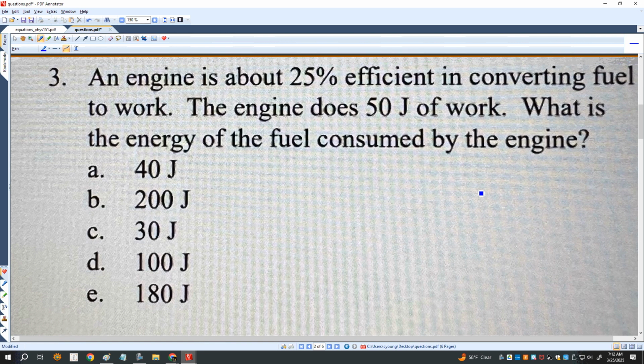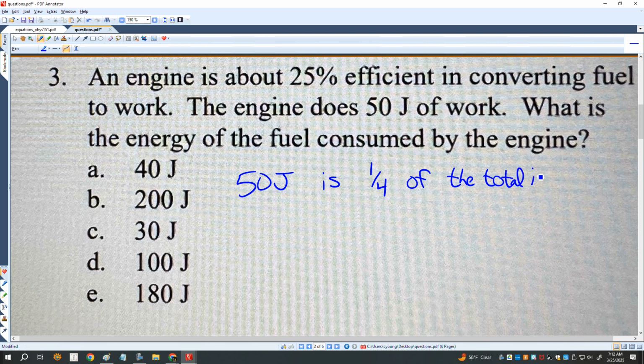An engine is 25% efficient in converting fuel to work. The engine does 50 joules of work. What is the energy of the fuel consumed by the engine? So 50 joules of work comes out. It's 1/4 of the total amount that's put in. Let's write that out as words. 50 joules is 1/4 of, or 25% of, the total input energy.